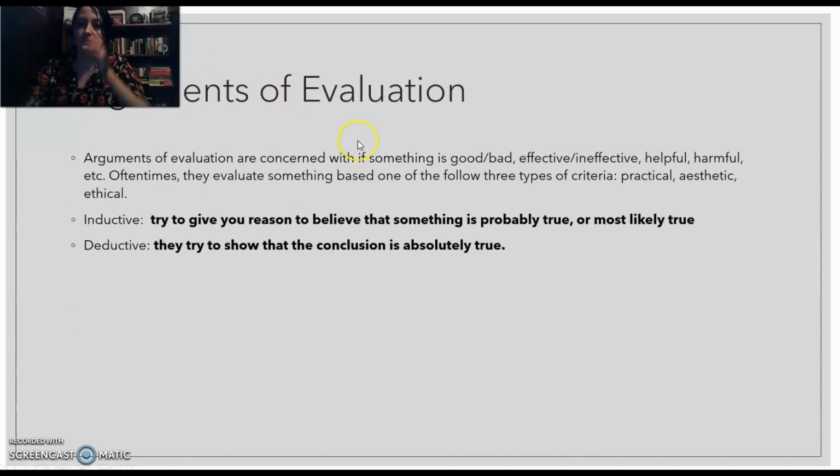So, arguments of evaluation. Here is where we're treading the line between philosophy and argumentation, so I'm not going to go too far into this, I'm just going to skim it. Basically, with arguments of evaluation, you're concerned whether something is good, bad, ineffective, effective, harmful, helpful, and you're going to argue based on that.